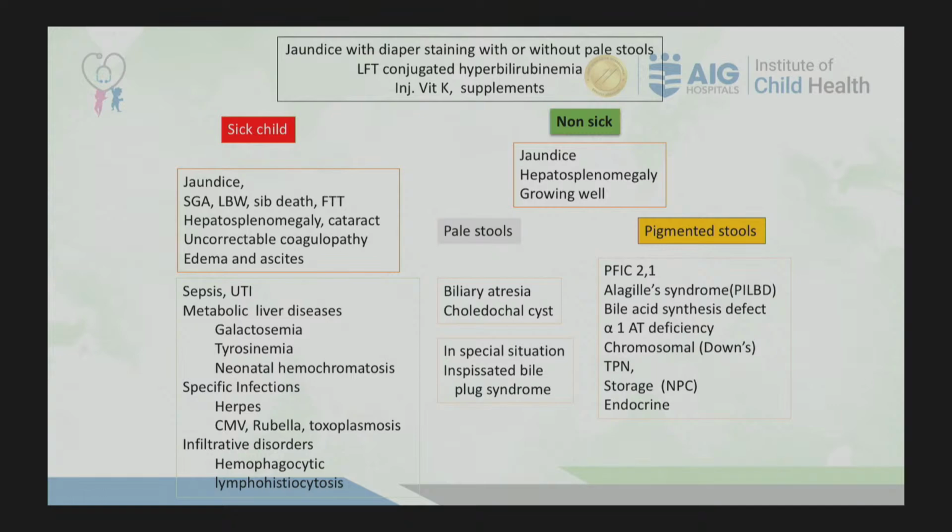If the child is sick, do one septic screening. If the sepsis is positive, treat accordingly. If the septic screen is negative, and clinical examination gives some clues like conjugated hyperbilirubinemia, short for gestation, low birth weight, sibling death, hepatosplenomegaly, cataract, and coagulopathy.